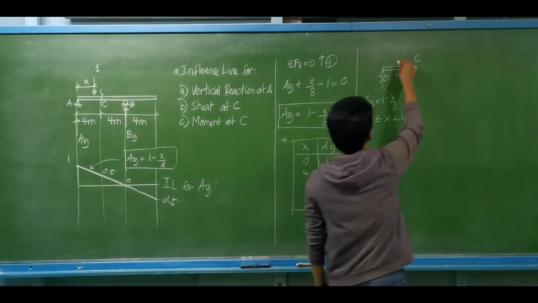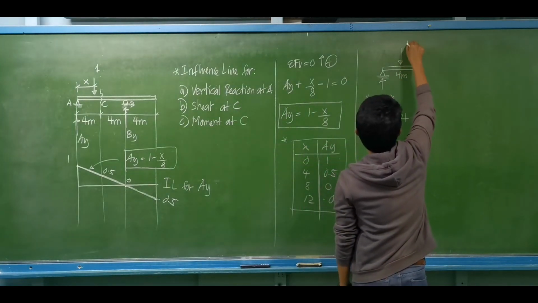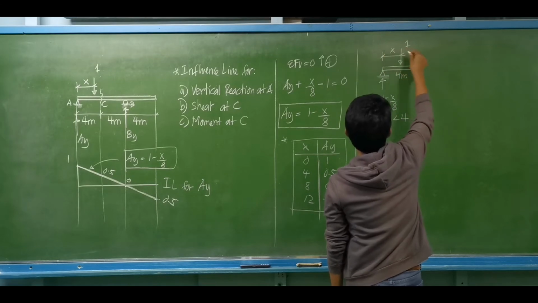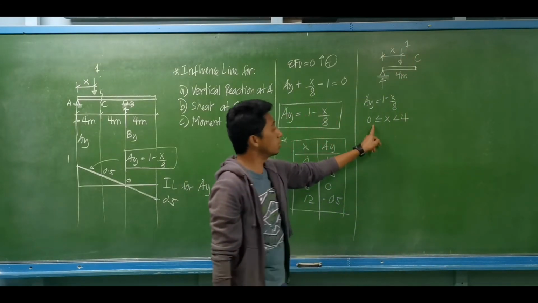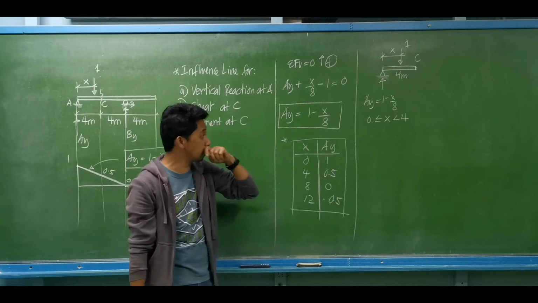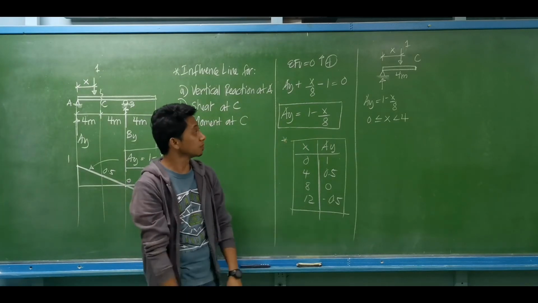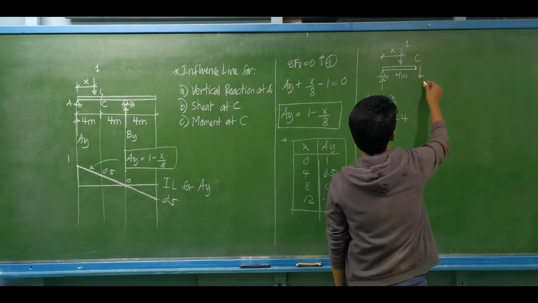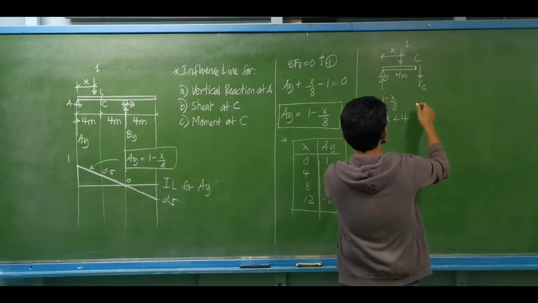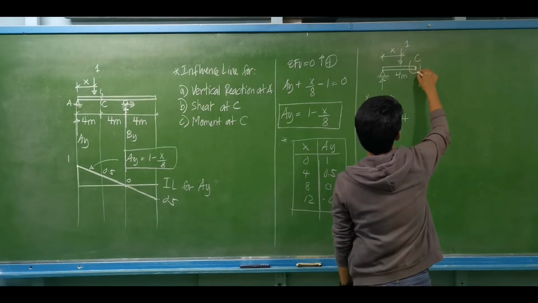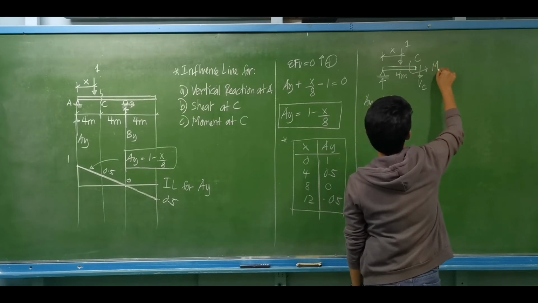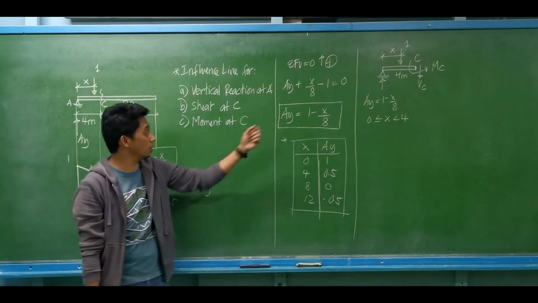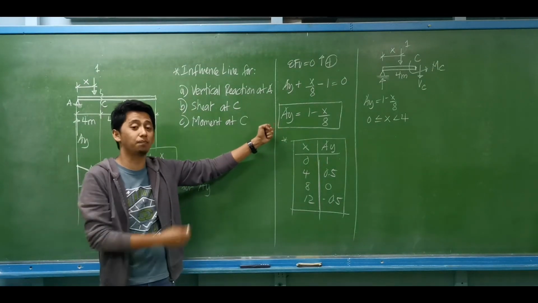So we are placing again the 1 unit load. This is 1, at a distance x from A. Take note, our limit or our boundary will be up to just before 4 meters. So if you are to cut and expose, the direction of shear at this point is downward, and the moment is counterclockwise.